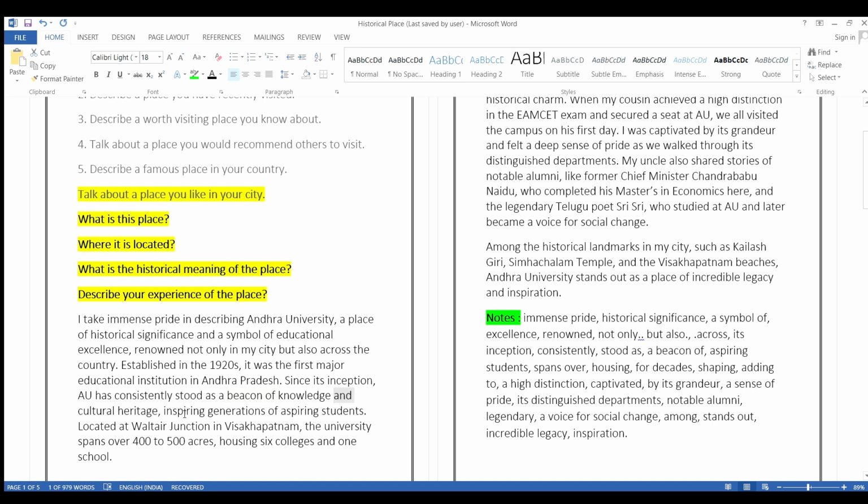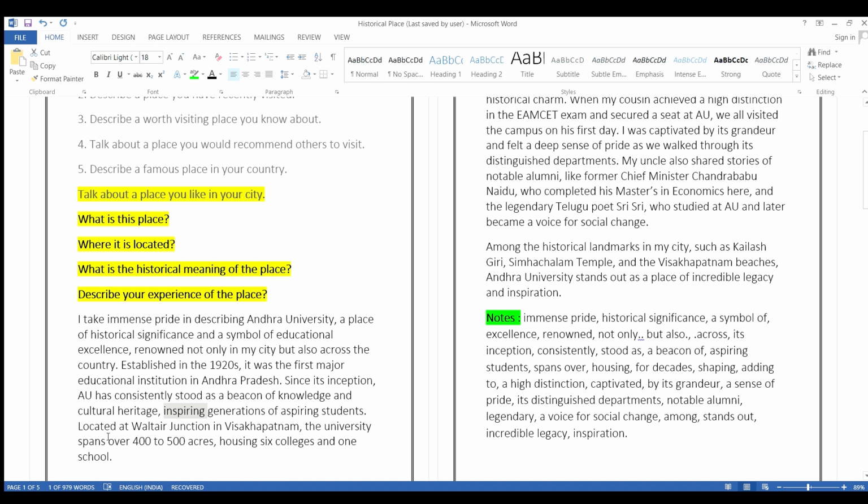Continuing, inspiring generations of aspiring students. How are the students? The students are go-getters. The students want to achieve something. So for them, we have used a very describing word which is aspiring. How are these generations? These are the inspiring generations. It is inspiring the generations to be an outstanding student.